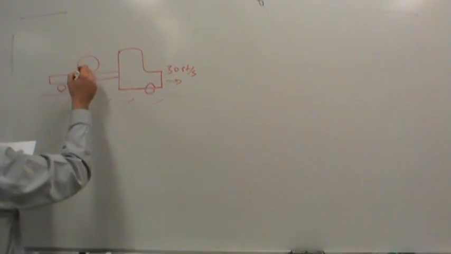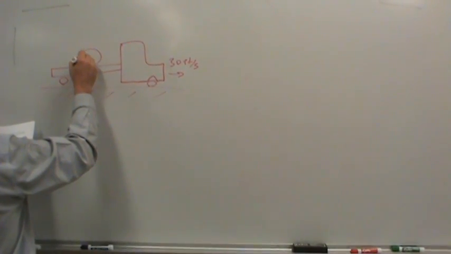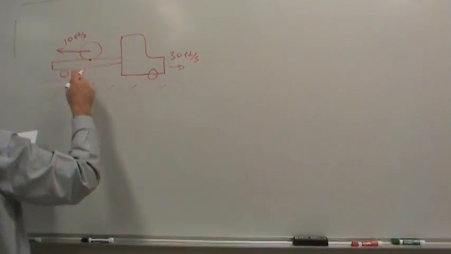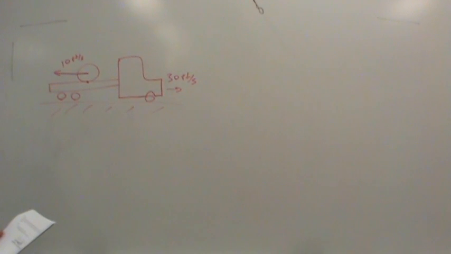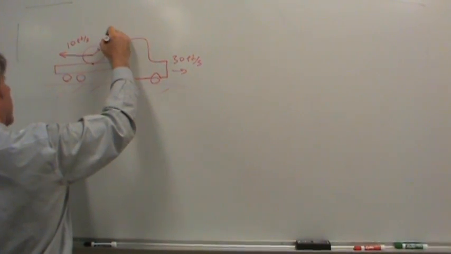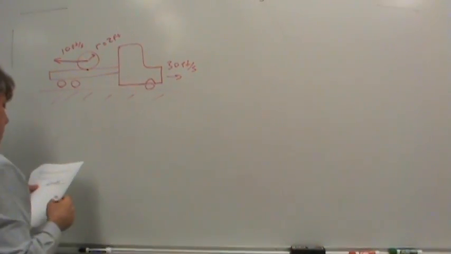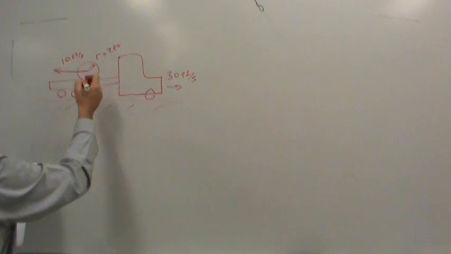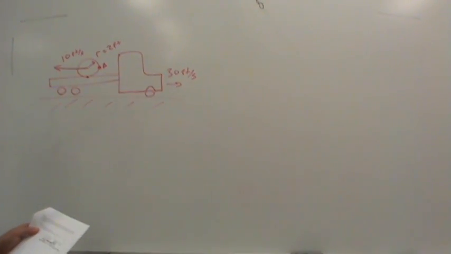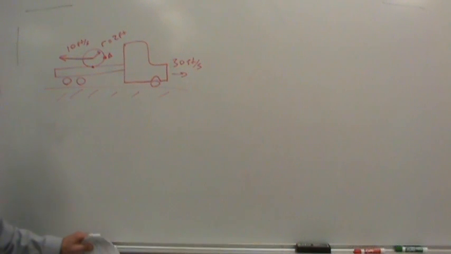The center of the tank has a velocity of 10 feet per second relative to the ground. Oh, and by the way, the radius of the tank is 2 feet. And then there's a point of interest here called B. All right, we're supposed to find the angular velocity of the tank.